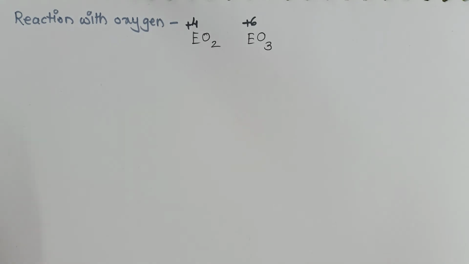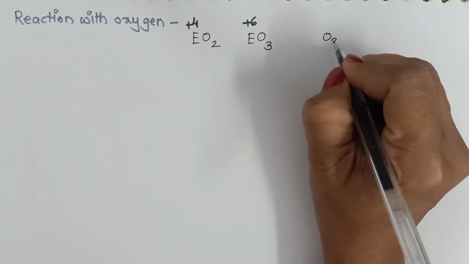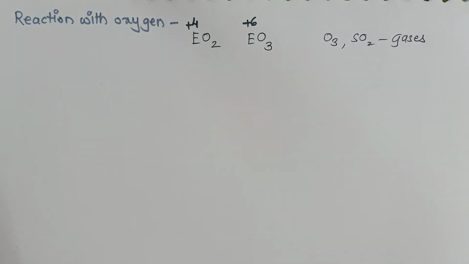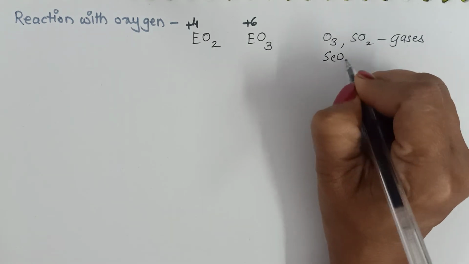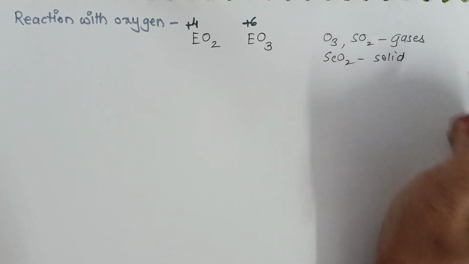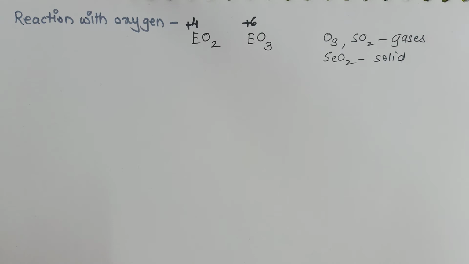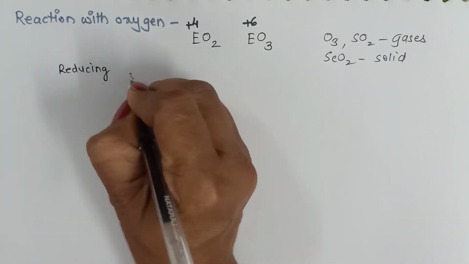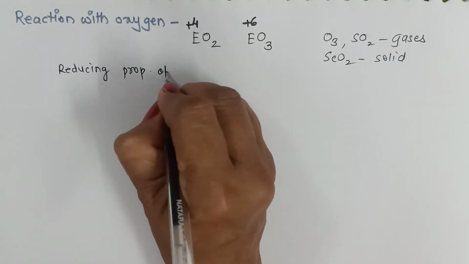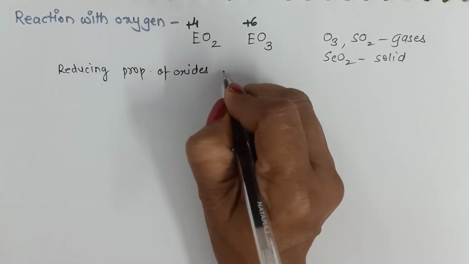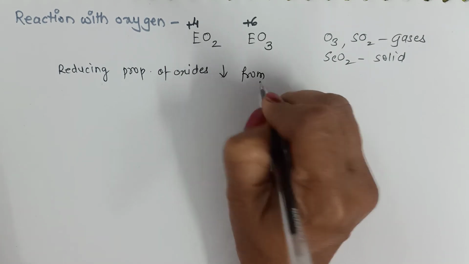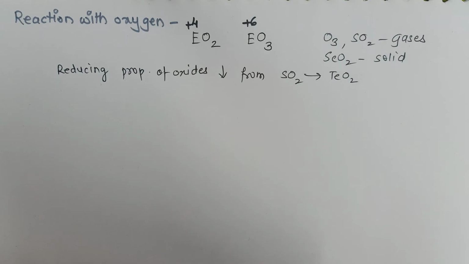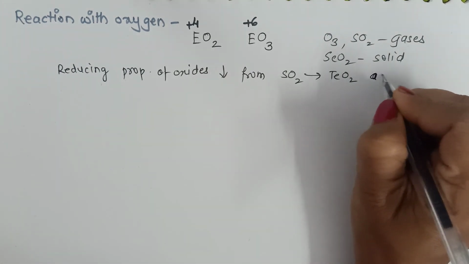Now there are certain facts in this that you have to remember. Ozone and sulfur dioxide are gases, whereas other oxides like selenium dioxide are solid. Now the reducing property of the oxides decreases. Here we are talking about the oxides and not the hydrides. It decreases from SO2 to the last member. All these oxides are acidic in nature.